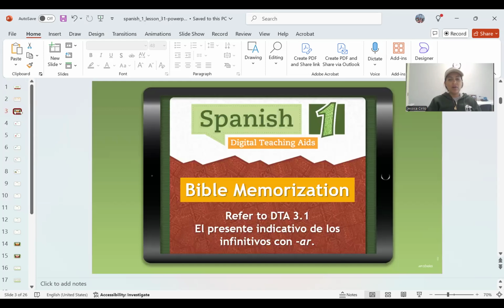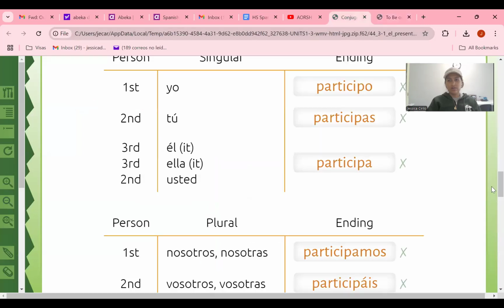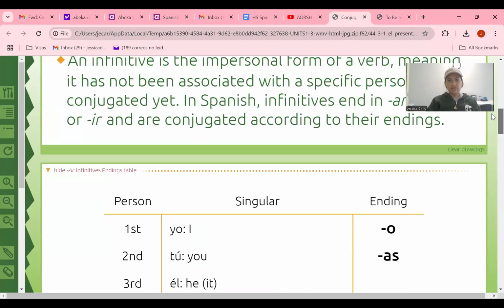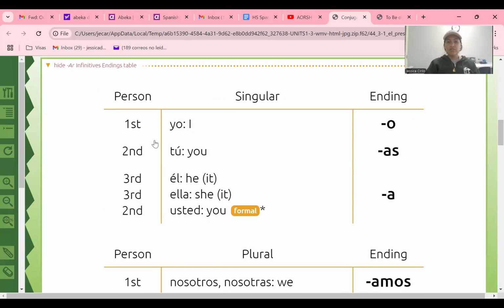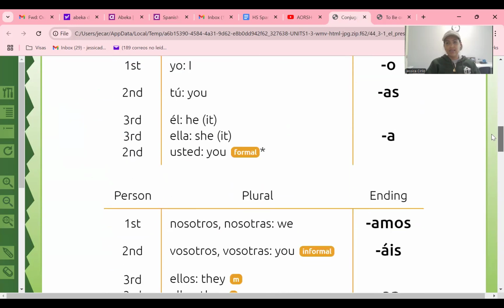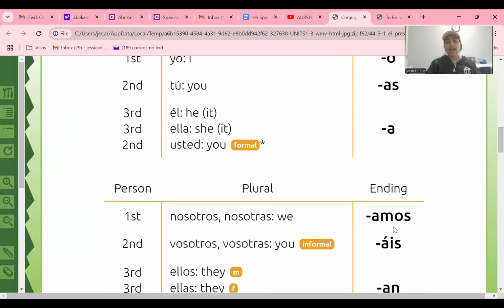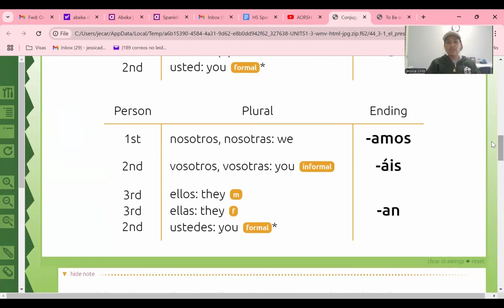So as I said, we're going to review really quick the rules for the verbs that end in AR, and those are here. So for the first person singular, yo, the verb has to end in O. For tú, it ends in AS. For él, ella, or usted, it ends in A. And then nosotros, nosotras, ends in AMOS. Vosotras, vosotros, AIS. And then ellos, ellas, y ustedes, ends in AN.